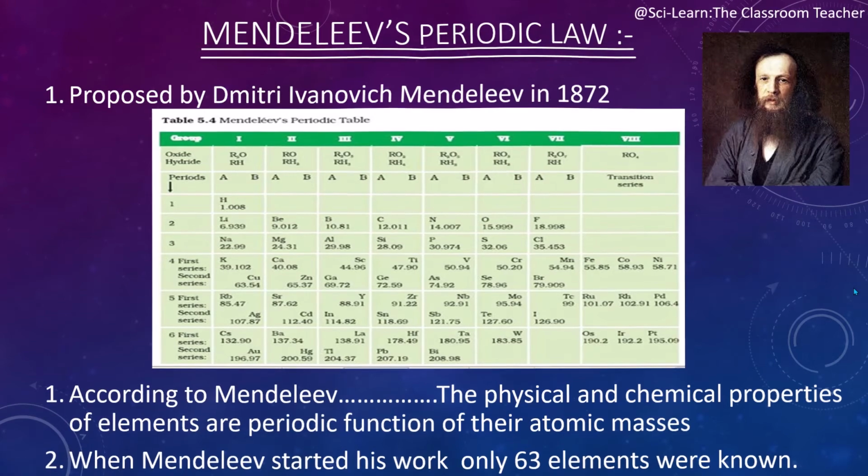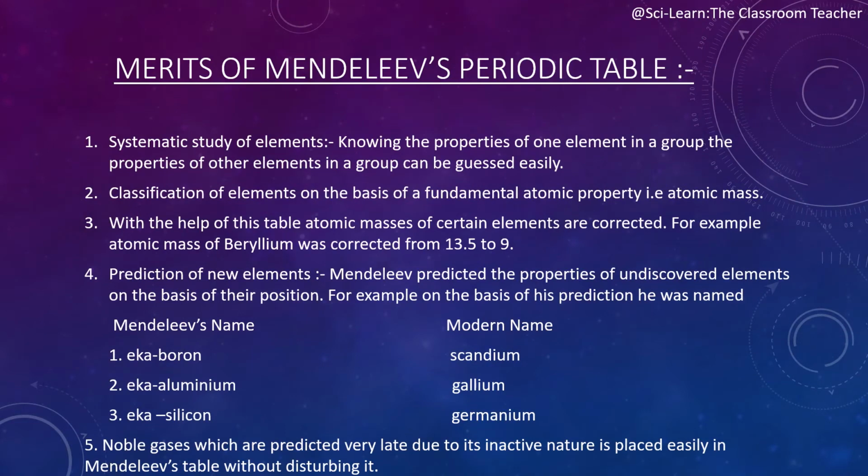Okay, now let's move. What are the merits of the Mendeleev periodic table? As I told you, the systematic study of elements. With the help of that table, we must know about the elements in a proper manner. The systematic study of the elements is provided by this table. Second, classification based on the atomic masses. That is a very important property, that the classification is based on the atomic masses.